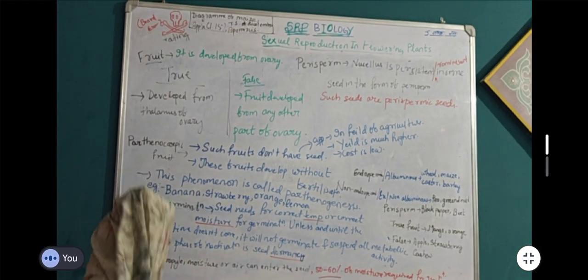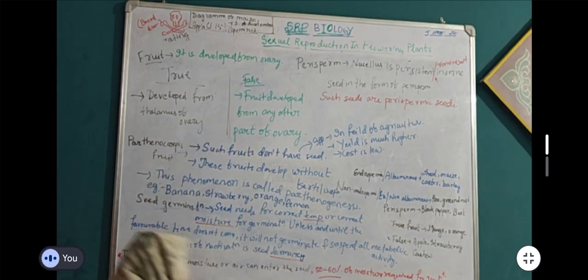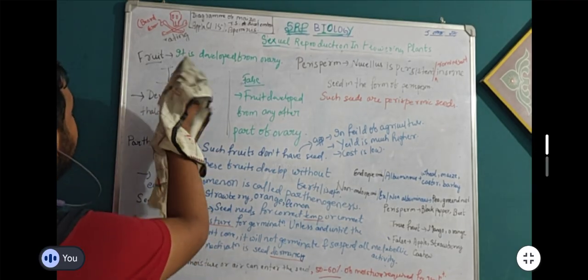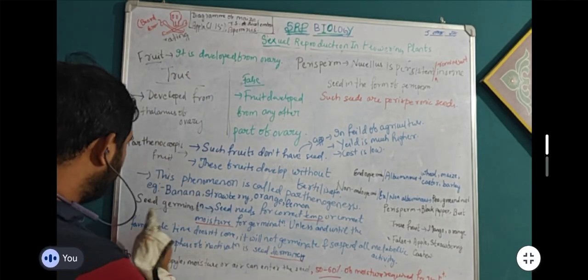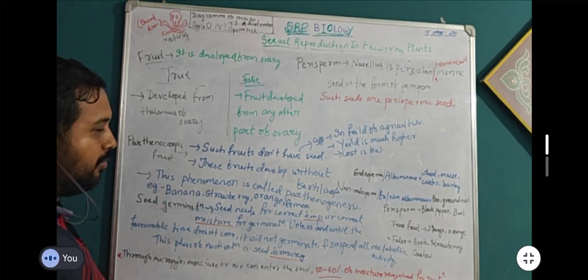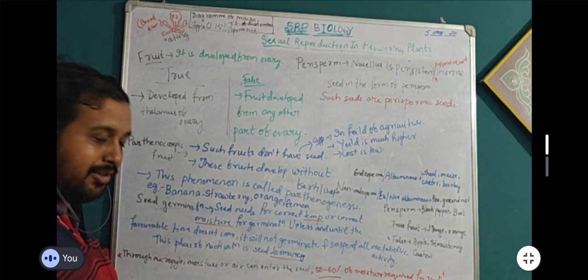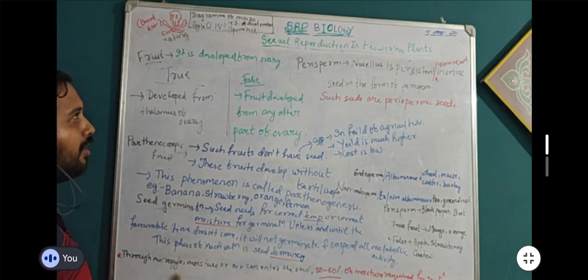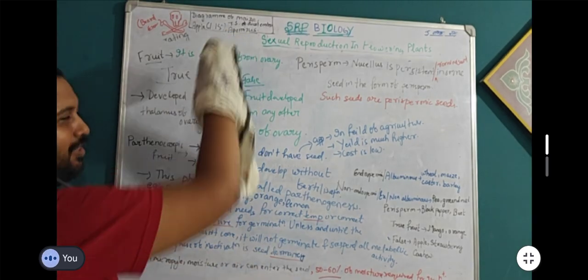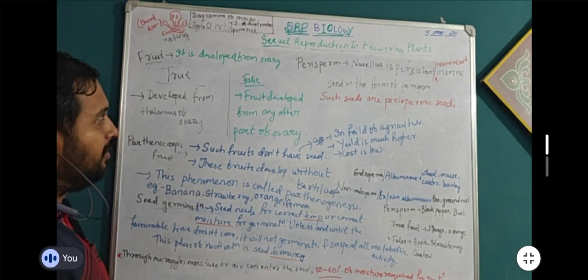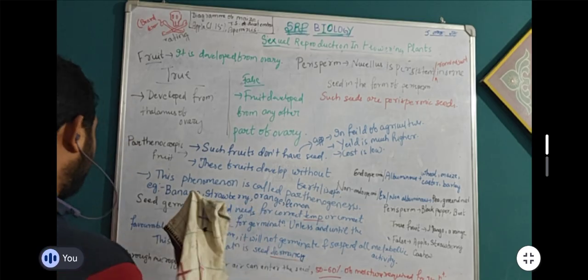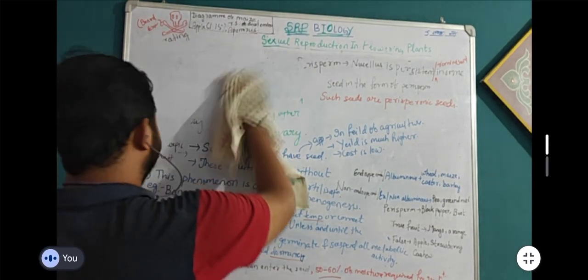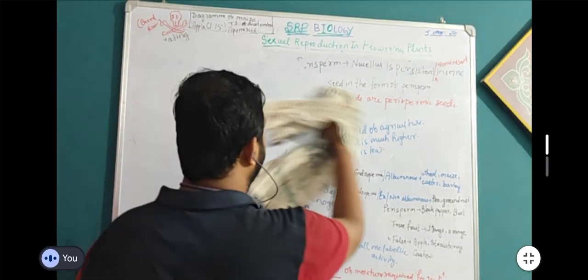So with this, our seed and fruit topic is over, and the last topic we will discuss is apomixis. Just now I told you, a fruit developed without fertilization is a parthenocarpic fruit. Seed can also be developed without fertilization. That is called apomixis. Today, the most important question regarding your board exam is apomixis, because it is mostly repeated. It is a very small topic, but mostly repeated, and at the end of this class I will tell you what questions may come from it.